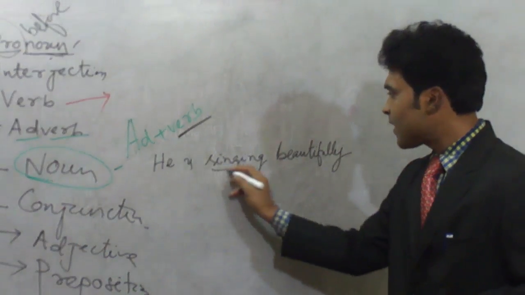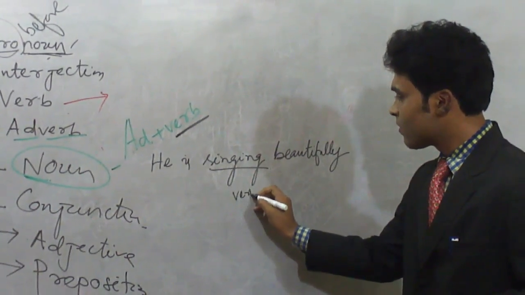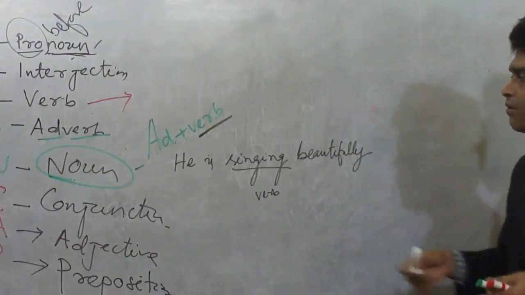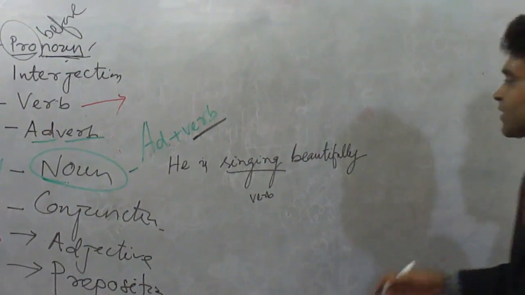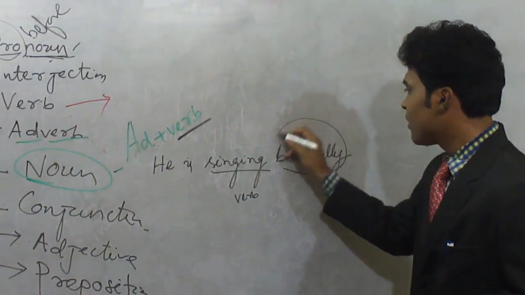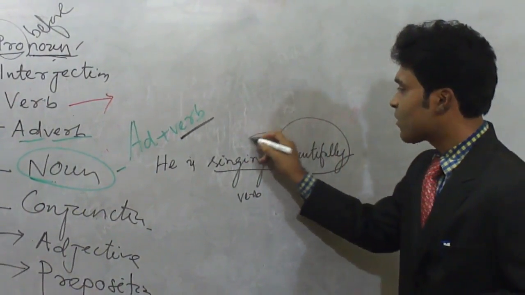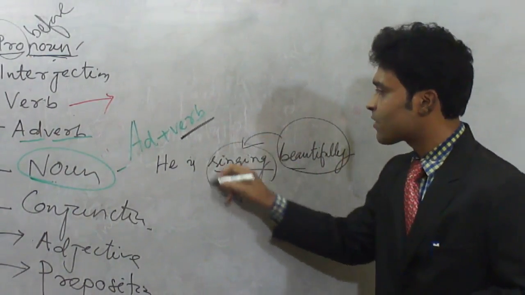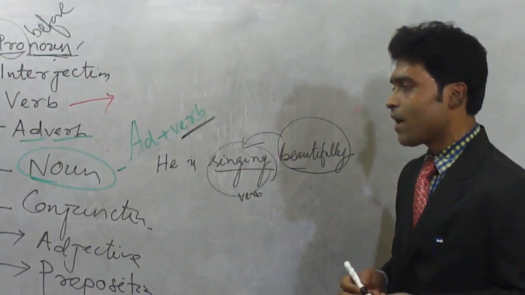Singing is the verb. How is he singing? He's singing very beautifully. So this beautiful is just glorifying this singing. So that's why this is known as an adverb. Are you getting my point?